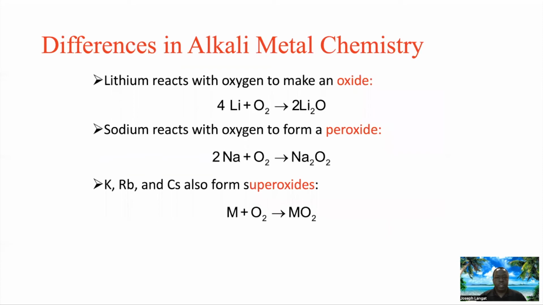There are differences for group 1. If you look at group 1, they have differences in their reaction with oxygen. Lithium forms oxide, sodium forms peroxide, and then potassium, rubidium, and cesium form superoxide. Those are just differences of group 1 metals when they react with oxygen. And take note of the chemical formula for the product.